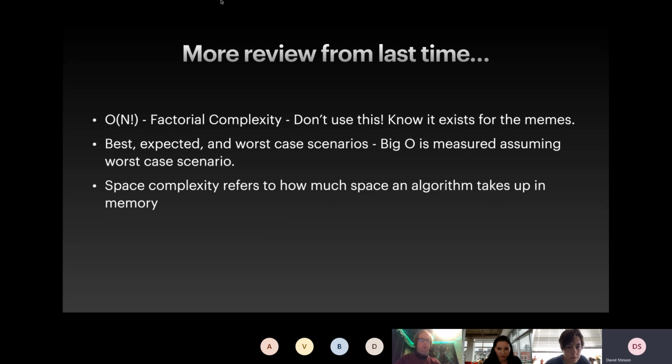We also have best, expected, and worst case scenarios. That basically allows us to fit the performance of an algorithm in an average case against another algorithm. So we can actually compare how two algorithms go against one another in their average outcome. But we do measure Big O assuming the worst case scenario. Then space complexity refers to how much space an algorithm takes up in memory while that algorithm is running.